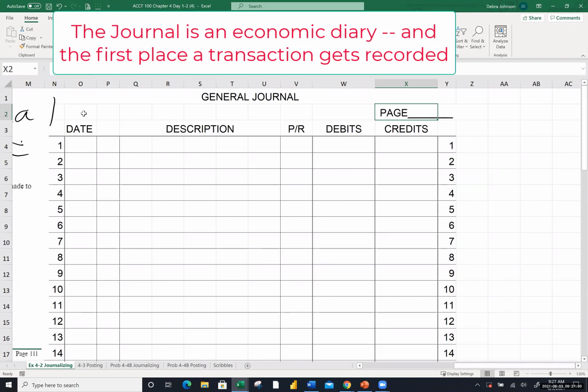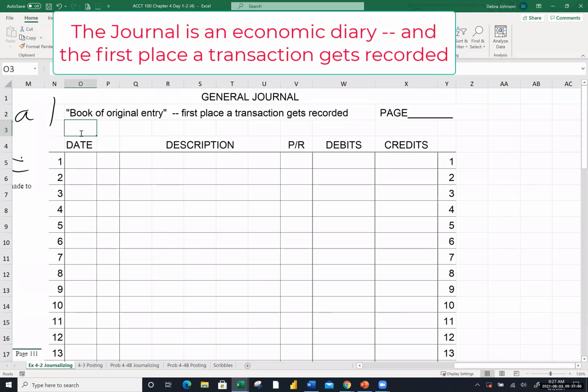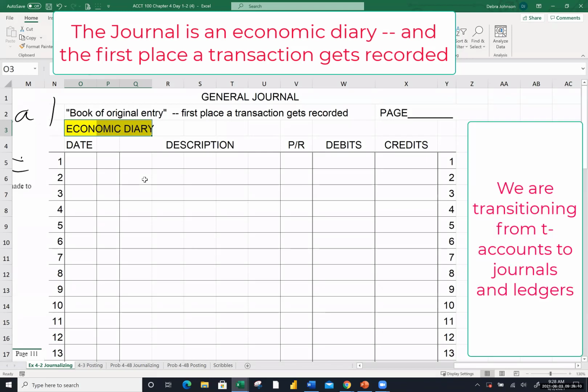So again, we mentioned this in the lecture. I'm going to write it in your notes also. This is known as the book of original entry. We said it's the first place a transaction gets recorded. And I call this an economic diary. So you can fit that in someplace. I think I'm going to insert a new line just so that you guys understand that this is an economic diary. In other words, it's a list of everything that happened to the company financially. And our job now is to find a way to transition those T accounts into this journal.